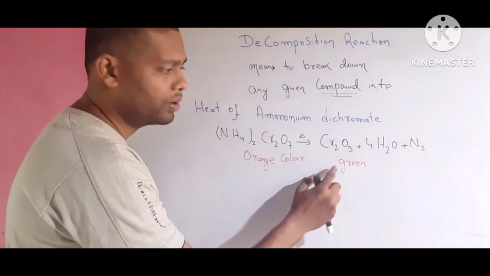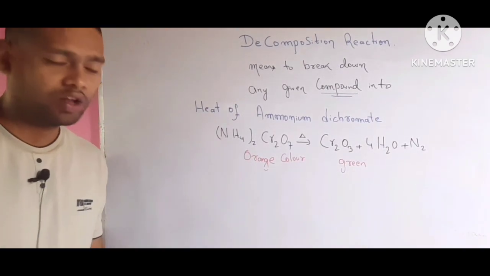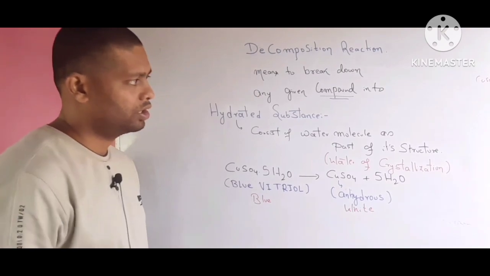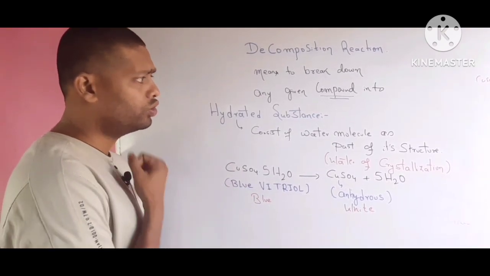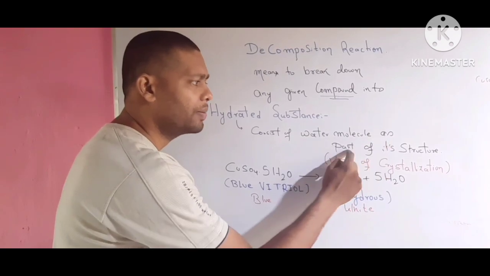Okay, so chromium is being expelled out, and the nitrogen is responsible for the eruption in the volcanoes. So now, hydrated substance. Now we will heat the hydrated substance. What do you mean by hydrated? It means the one which consists of a water molecule as a part of its structure.